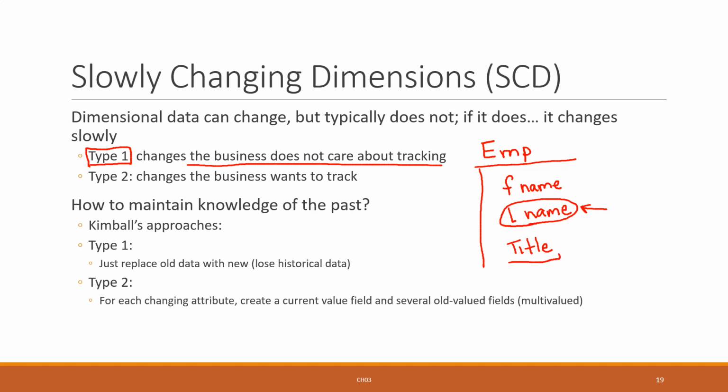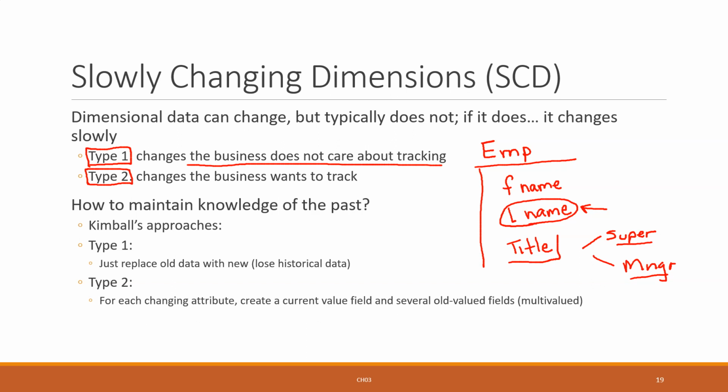However, let's say that an employee changes their title. Let's say that they go from a supervisor to possibly a manager. Typically, this comes with more money, and it also shows that they have initiative and they're increasing their value in the organization. And so the organization may decide they want to track this change. So this becomes a type 2 change.